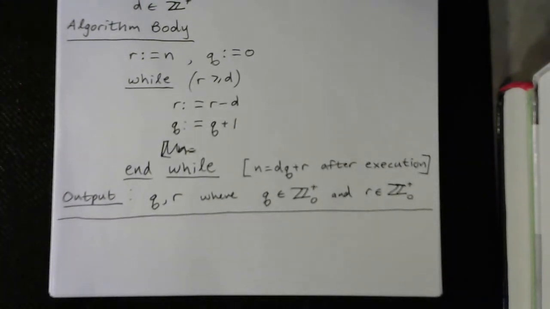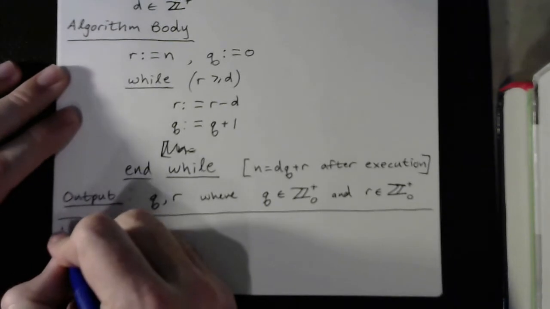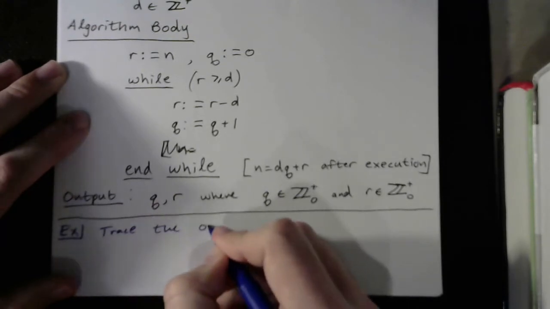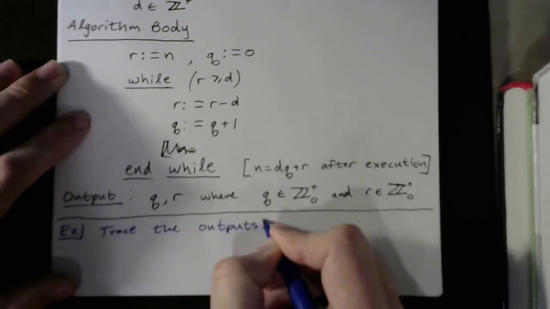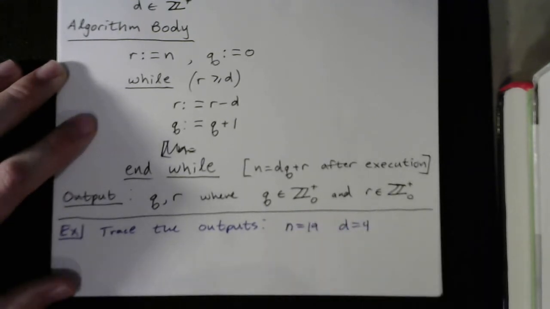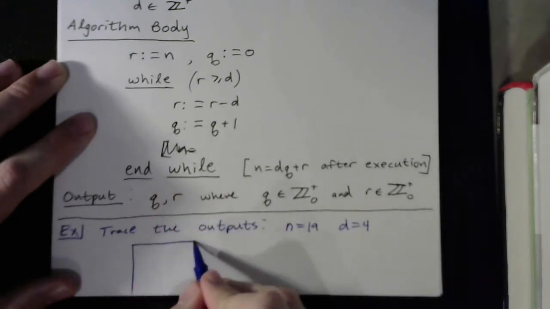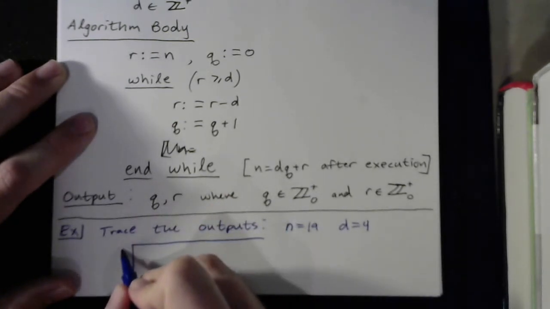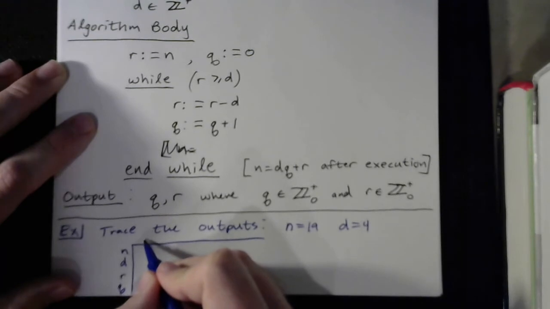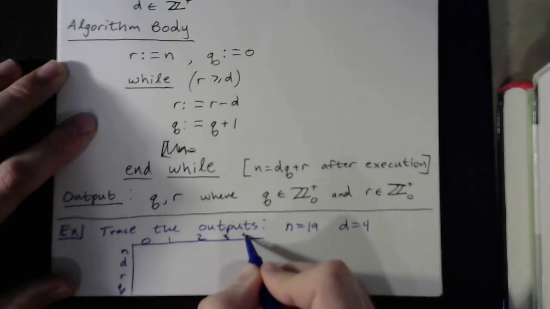So let's trace the division algorithm in a quick little example, and then we'll take a look at the Euclidean algorithm. And we're going to do a little bit more with the Euclidean algorithm just because we know the division algorithm. We've been dividing numbers forever. So let's just trace the outputs. And we're going to have n equal 19 and d equal 4. Right, so we're going to have n, d, r, and q. And we're going to have 0, 1, 2, 3, and 4 hidden in there.